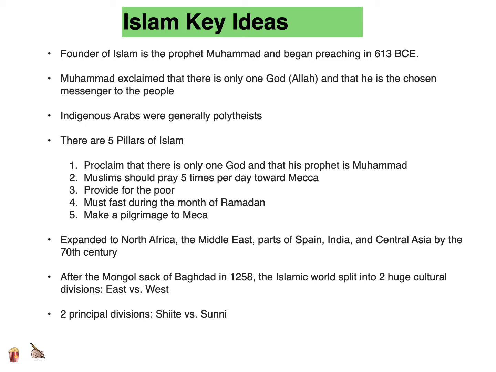Islam expanded to North Africa, the Middle East, parts of Spain, India, and Central Asia by the 7th century. After the Mongol sack of Baghdad in 1258, the Islamic world split into 2 huge cultural divisions, East versus West. There are 2 principal divisions, the Shiite versus the Sunni.